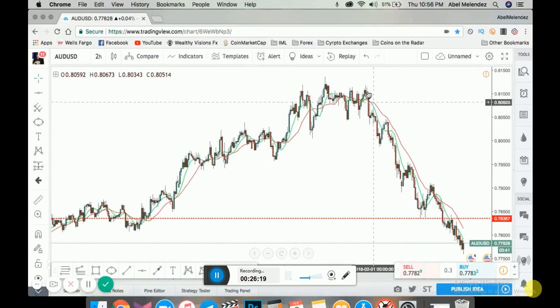Which you could have taken a nice sell once you got confirmation, right? You could have seen this crossover, you could start anticipating to jump in the sell, right? And you do that by looking at structure. You do that by reading all the tools that you guys are going to learn.